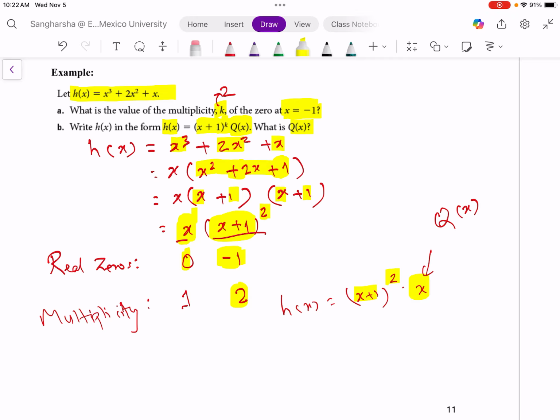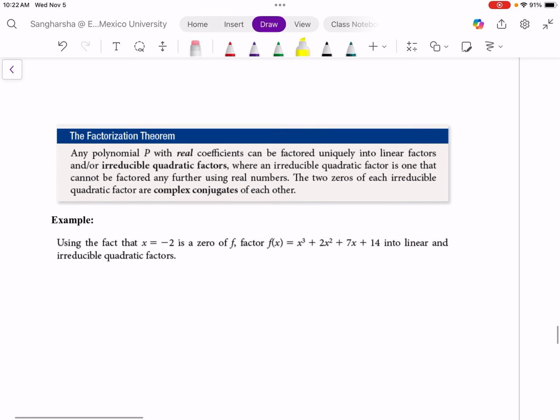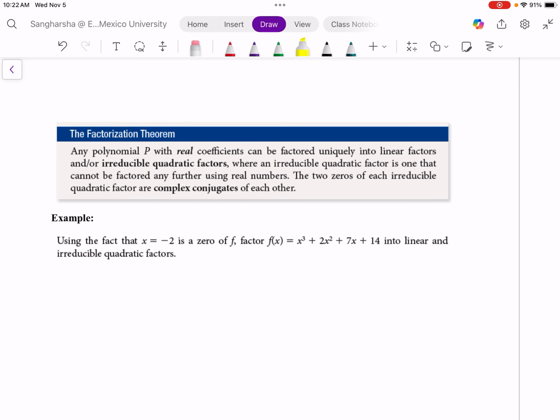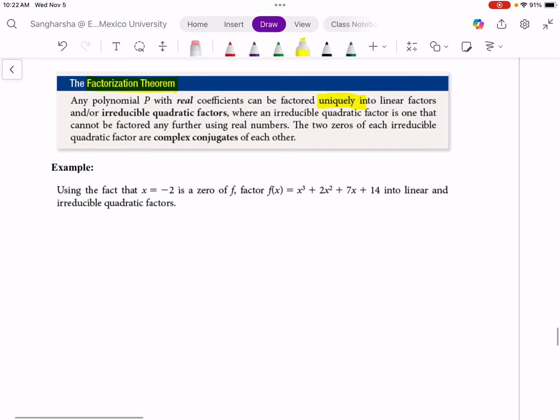Okay, now let's go to the next example. So here we have a factorization theorem, and what it tells us is that we can always factorize our polynomial function, and those linear factors are always unique. Okay, and let's do that using an example.